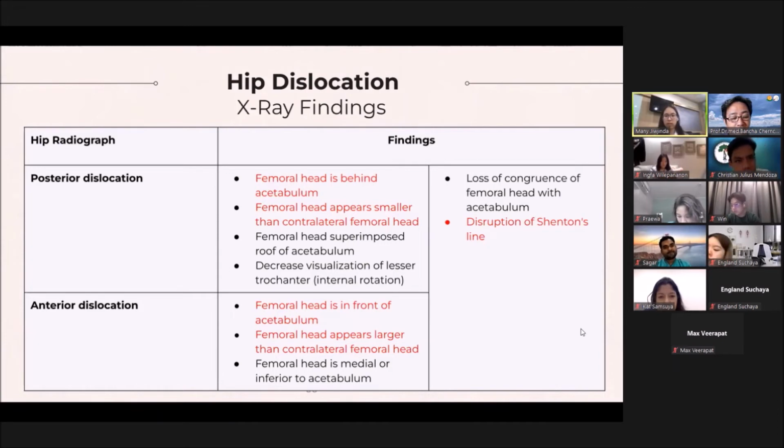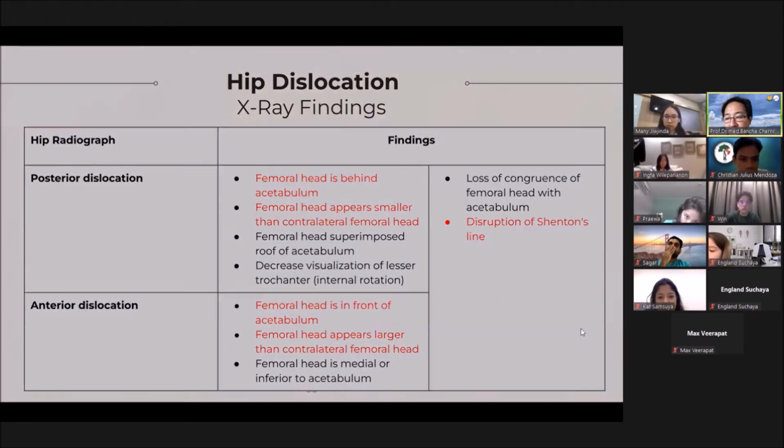I talked about how you look to see whether the head is in front of or behind the acetabulum, and also compare. I think you already mentioned that. Yeah, that's enough. Don't need to take again.